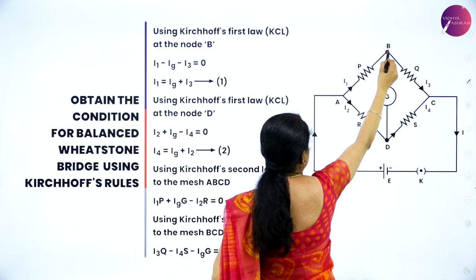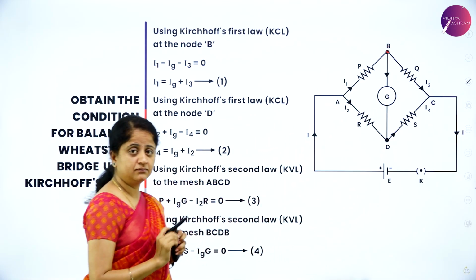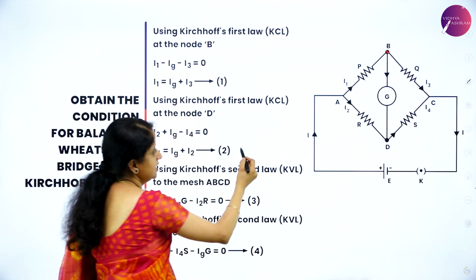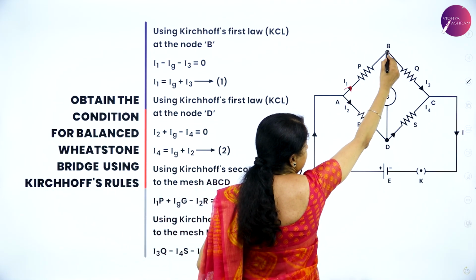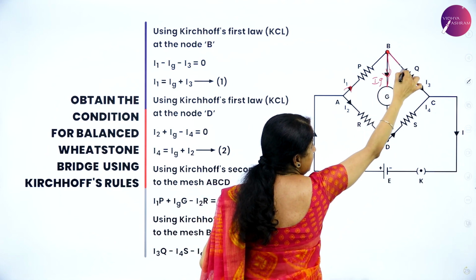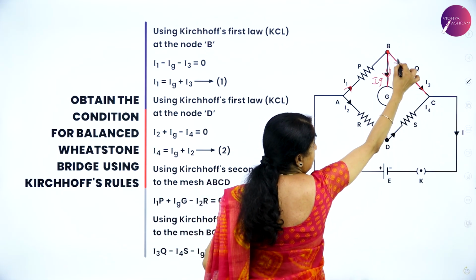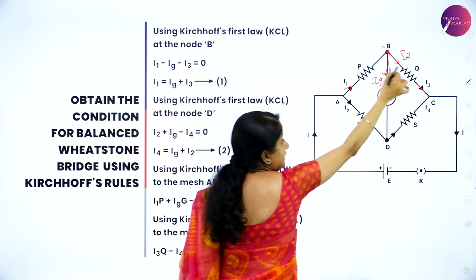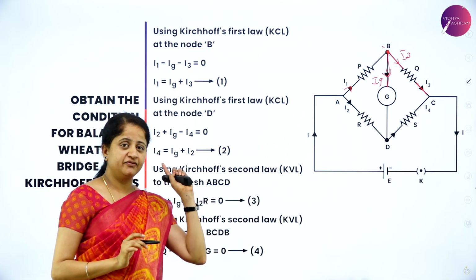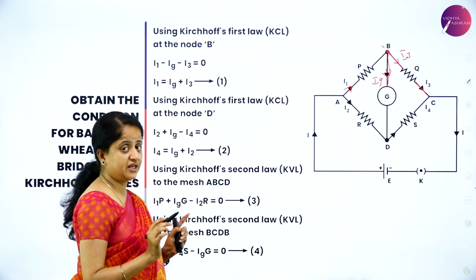So at B, let us consider B as our node. So what is KCL at B? You can see here I1 is entering the node B, IG is leaving the node B, and I3 is again leaving the node B. Then according to KCL, the sum of the currents entering the node is equal to the sum of the currents leaving the node.